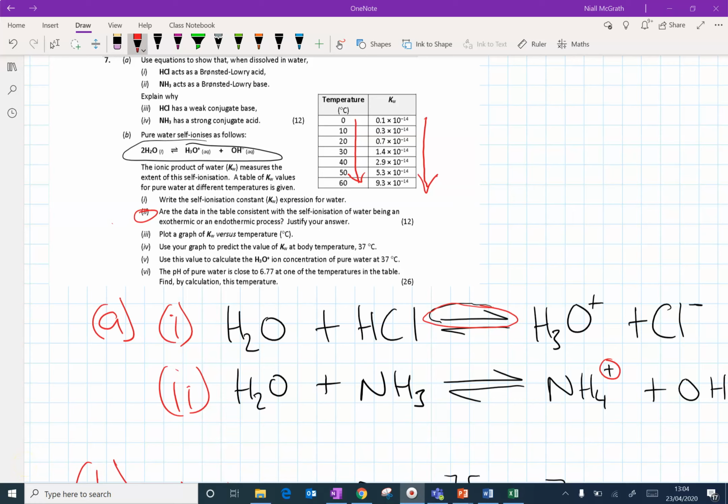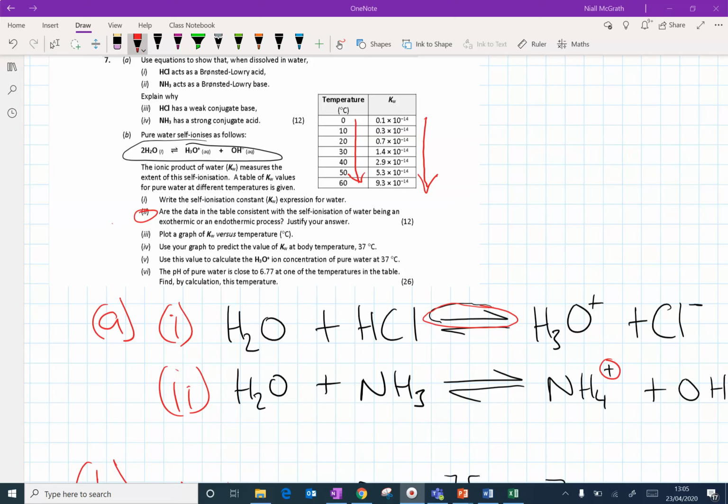Now the next part is part 3, so plot a graph of Kw versus temperature. And it's interesting the way that question is phrased, because usually when we'd be drawing a graph, we would have our independent variable on the x-axis. So you would expect that you'd have temperature along the x-axis, and you'd have what changes, which is the ionic product of water. It's what you're measuring. Usually that would be on the y-axis, but in this question it says plot a graph of Kw versus temperature, so x versus y.